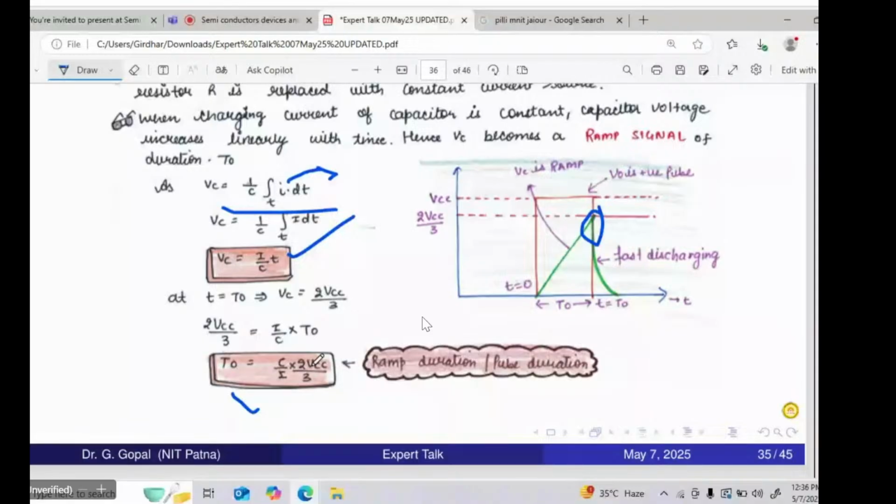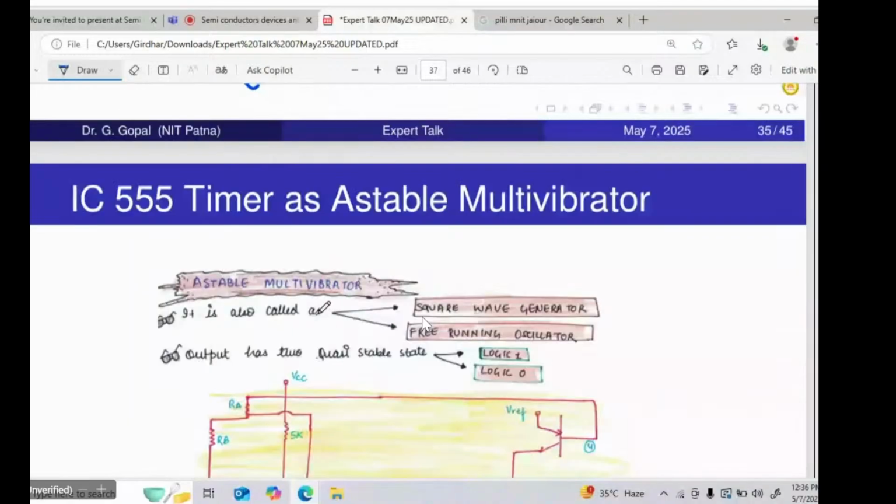Right. Now come to the use of the 555 timer as an astable multivibrator. We know astable multivibrator means no stable state. Both are quasi-stable states. Output has two quasi-stable states only, either logic 1 or logic 0. It is also known as a square wave generator or a free running oscillator.